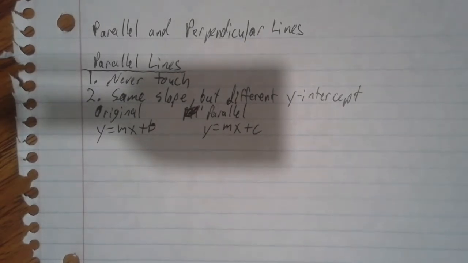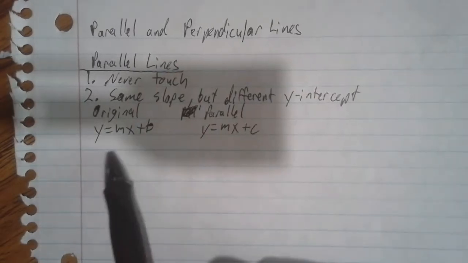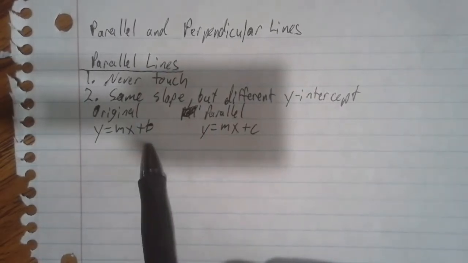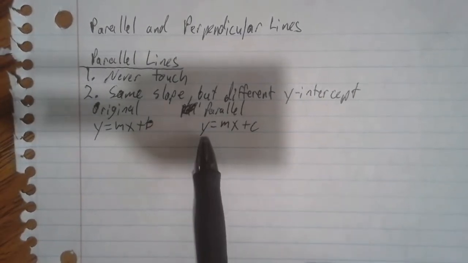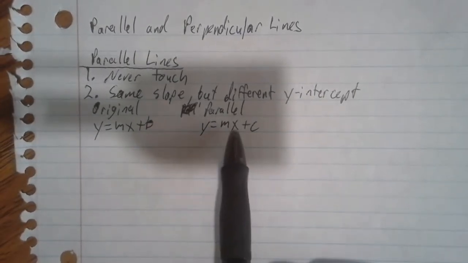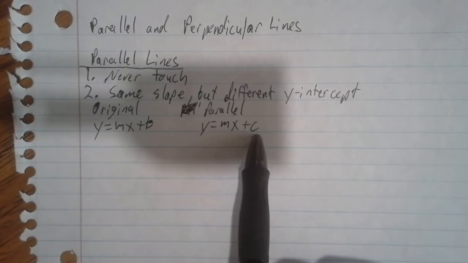So we're first going to talk about some parallel lines. We need to know that parallel lines never touch. That's what parallel means. They're never going to touch, forever and ever and ever. And they have the same slope, but a different y-intercept. So if our original equation is y equals mx plus b, then our parallel line is still going to have y equals mx, but instead of a b, we're just going to pick another number that's not b.